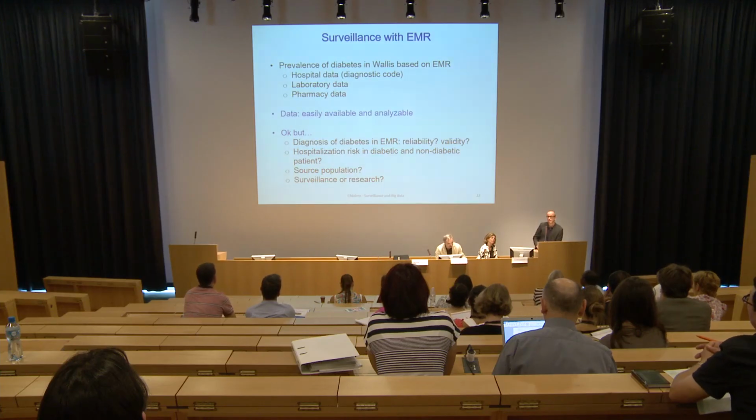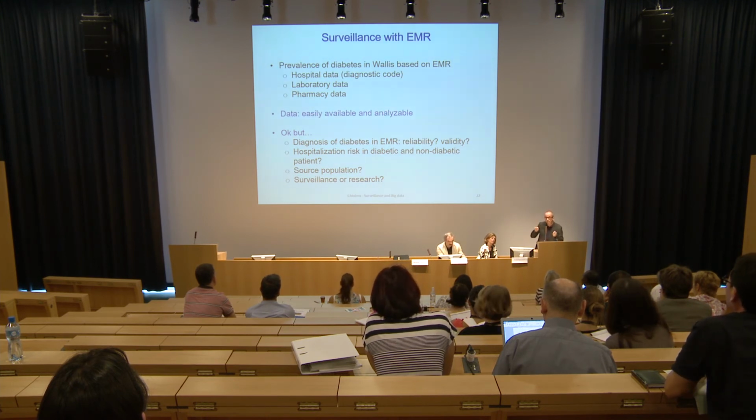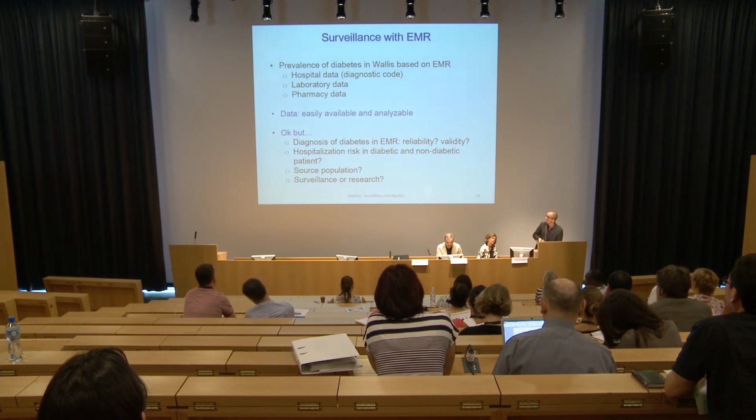We have to think about the hospitalization risk in diabetic and non-diabetic patients; diabetic patients are at increased risk of hospitalization. So if you want to infer one way or another the prevalence in the population, we have to account for that. What is the source population? Who is coming to the hospitals? Is it only people from Valais? People from other regions of Switzerland? We have lots of tourists in Valais, so we have to account for all that. I don't mean it's impossible, but it requires lots of thinking.